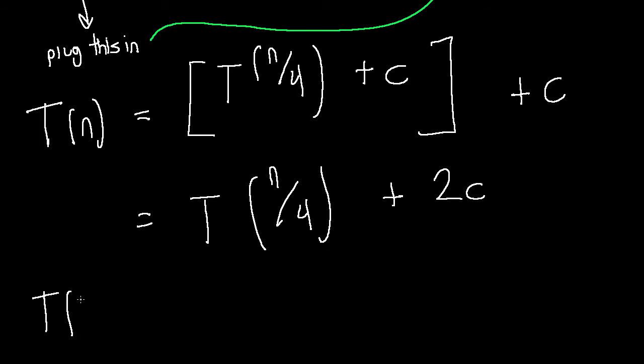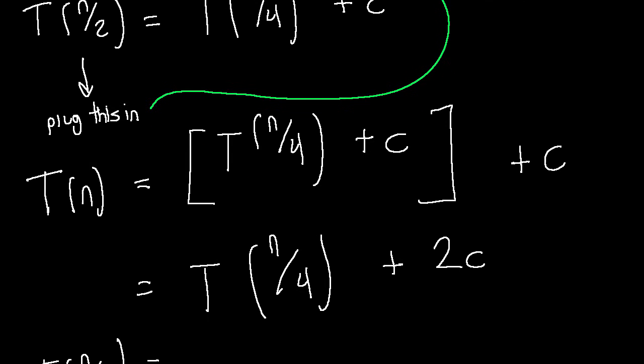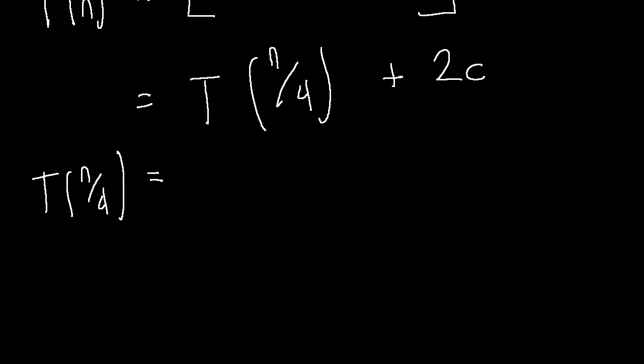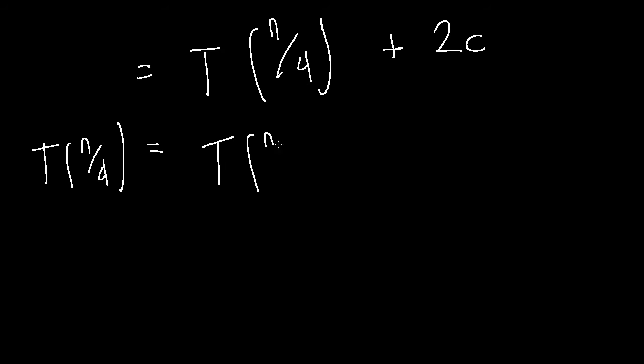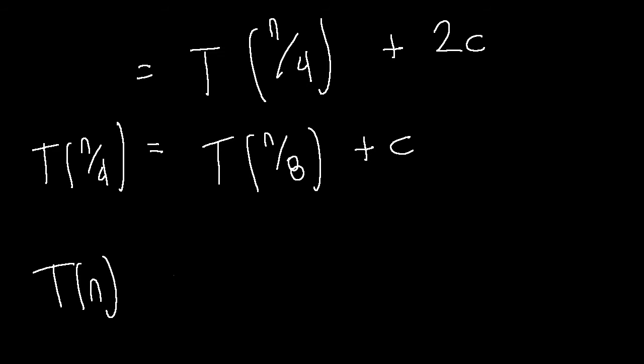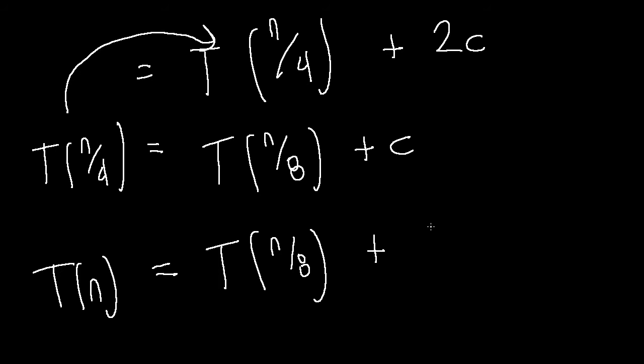Well, let's do one more run through. We'll need to figure out what T of n over 4 is going to be. We can take our T of n over 2 and divide where we see our n's by 2, which is simply going to be T of n over 8 plus C. We can see how this is just going to be an easy pattern. So let's plug this back into T of n over here. We're going to have T of n over 8 plus 3C. So we can see exactly what the pattern is going to be. This one really isn't very difficult, right?